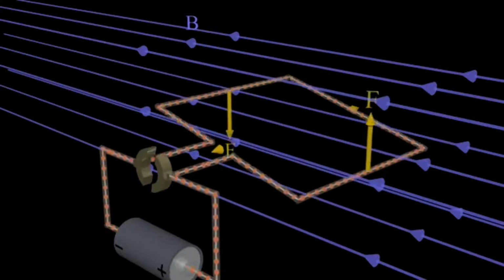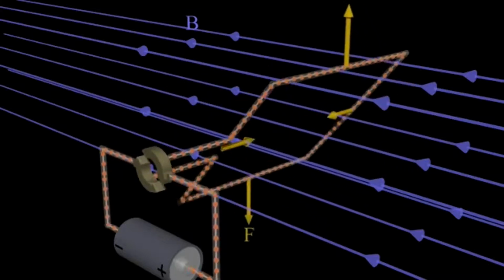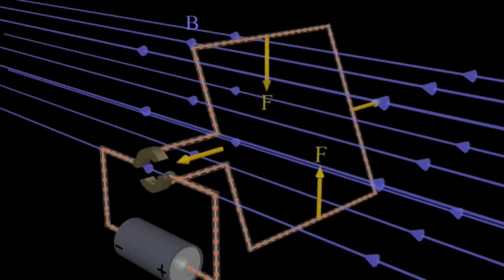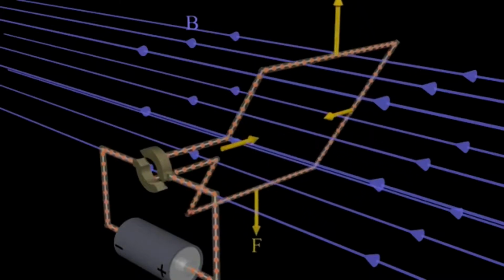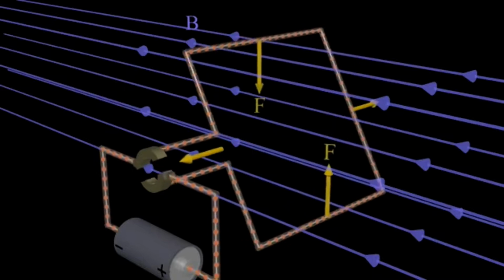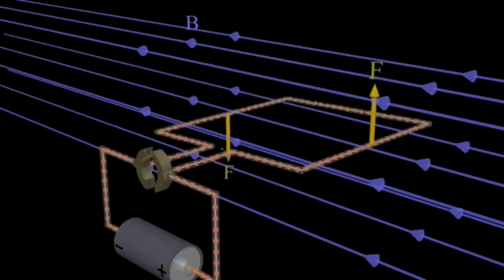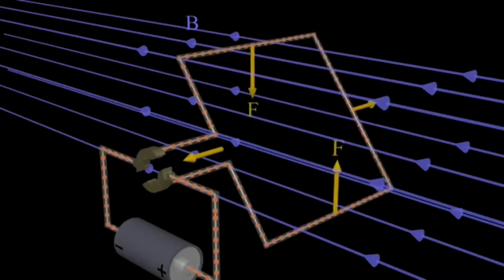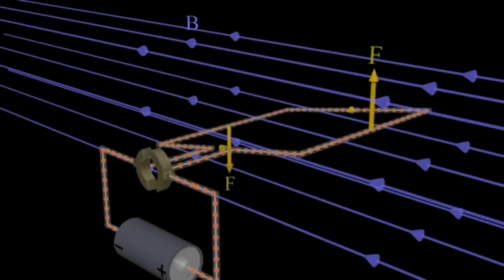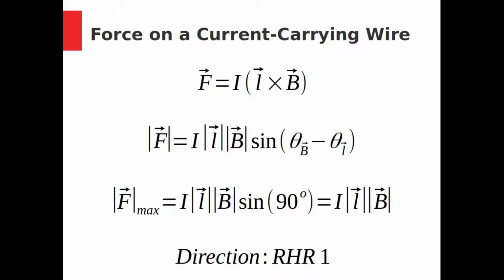A motor consists of a square of wire attached to a shaft, shown here as a gray circle. This is connected to a circuit and placed in a magnetic field. When you turn the circuit on, a current will flow. Now, since you have a current flowing in a magnetic field, the wire will feel a force. As we saw before, the force on a current-carrying wire is given by IL cross B.